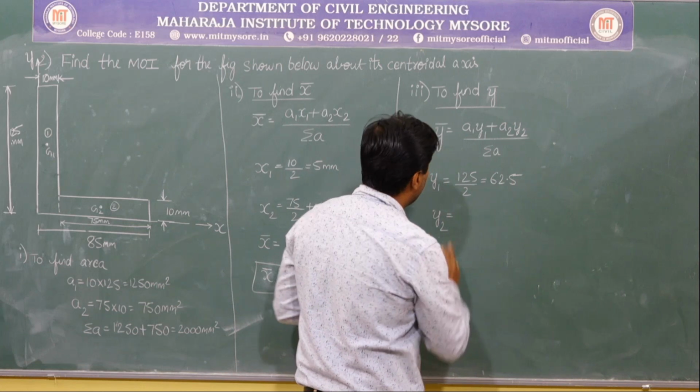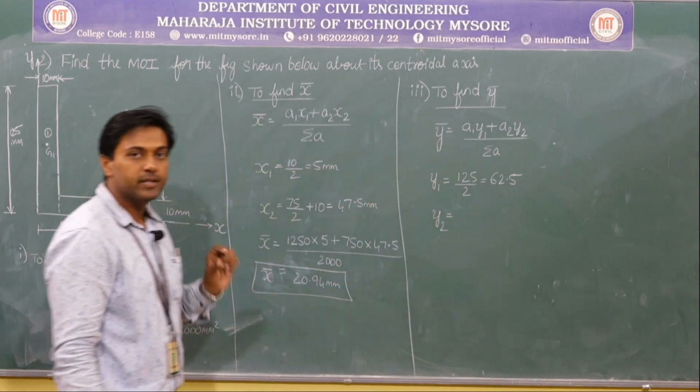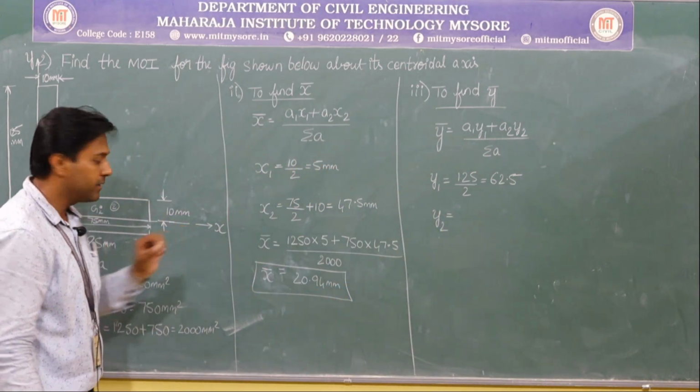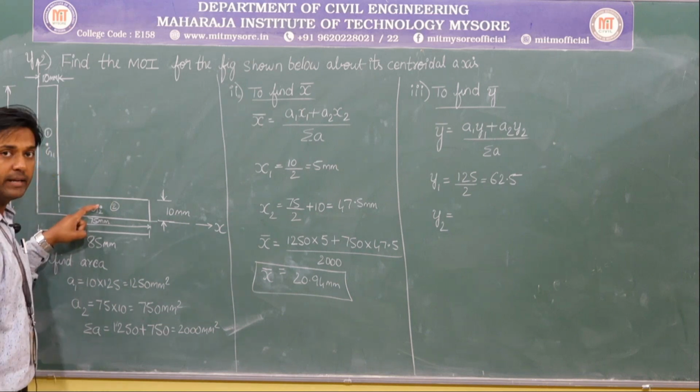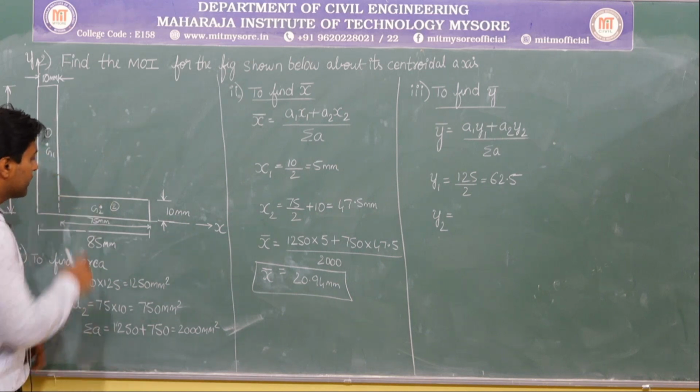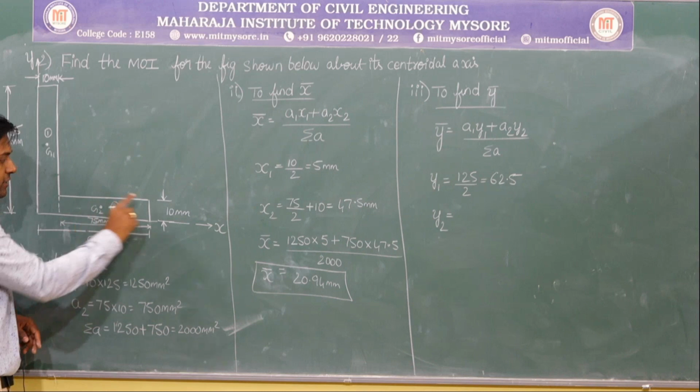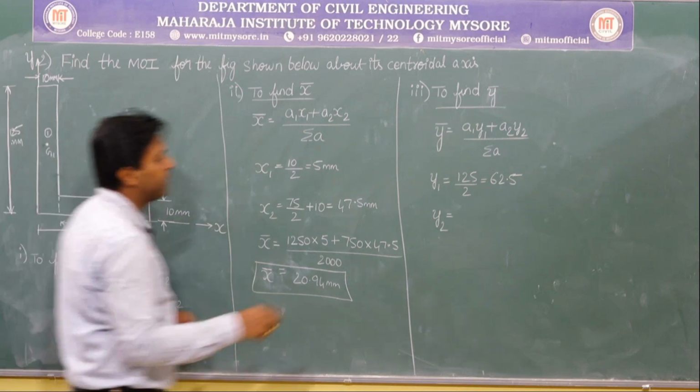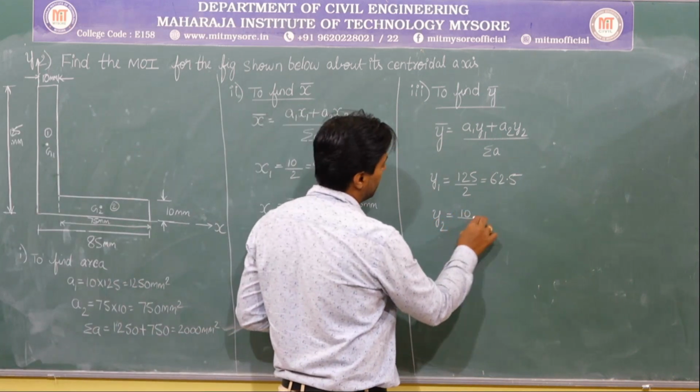Okay. Now let me go with y2. It is the distance between the centroid of the second diagram and the reference axis. So I want from here till the reference axis. Total is 10. Half of it is 5. So it is 10 by 2, that is 5.